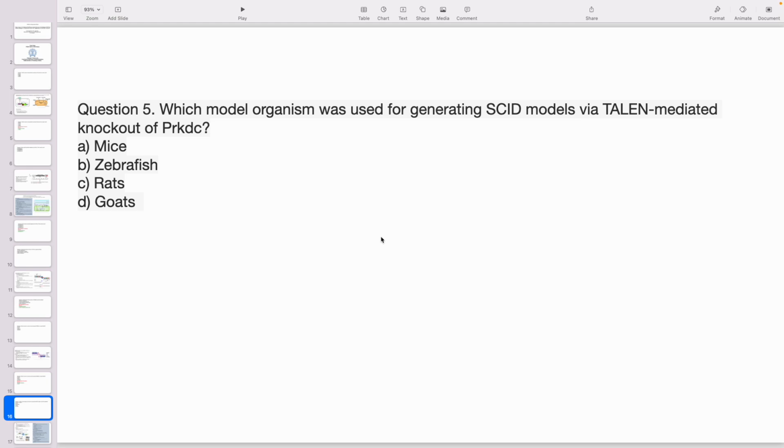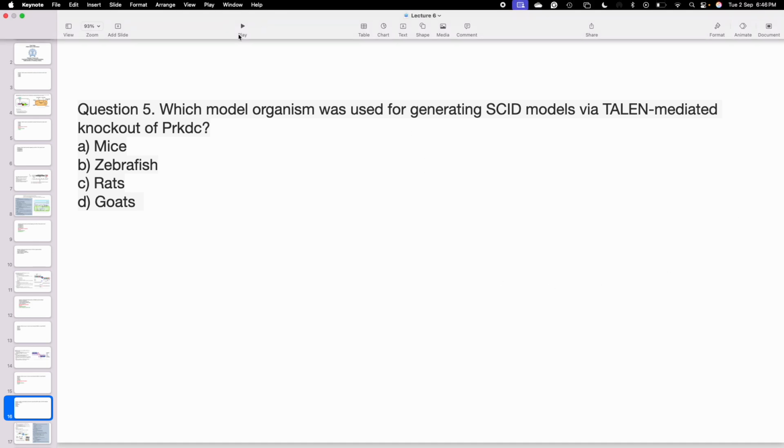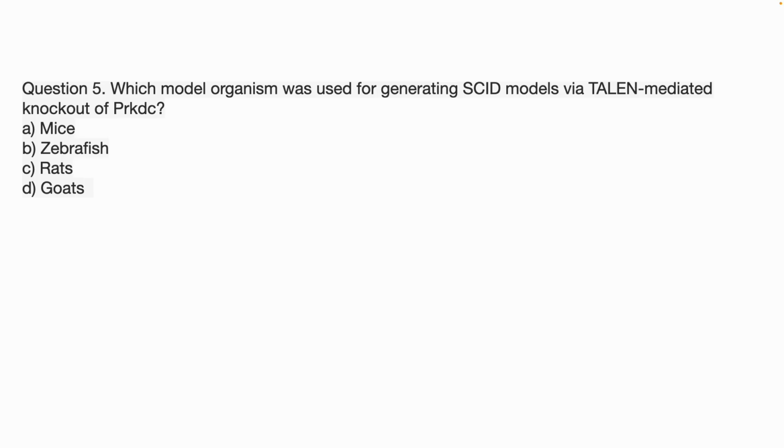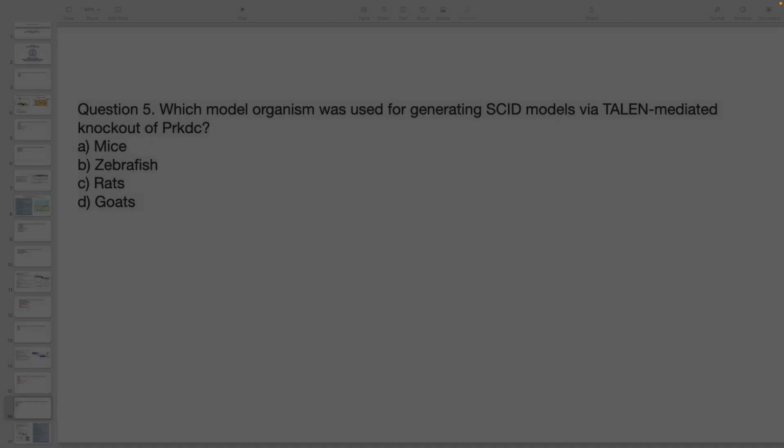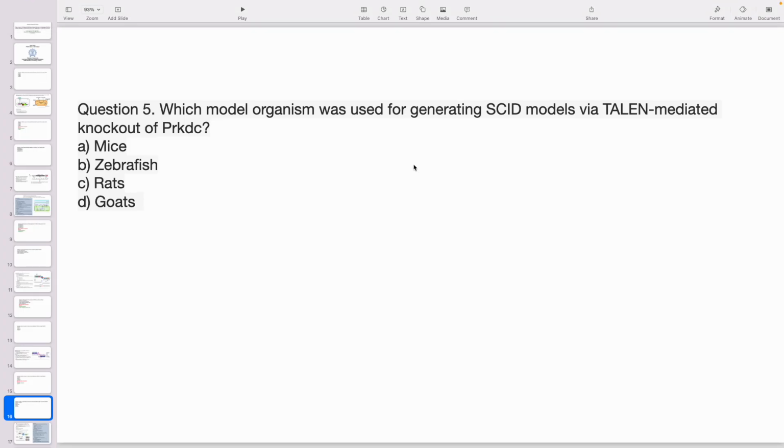You can try to answer this question so that we can have an interactive session. The correct answer for this question is option B, zebrafish.